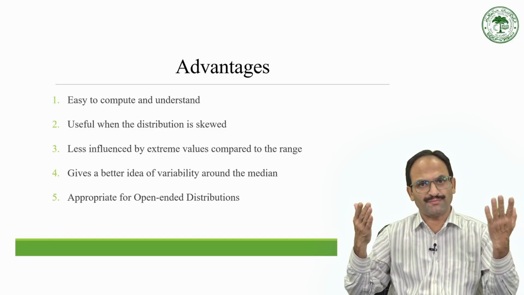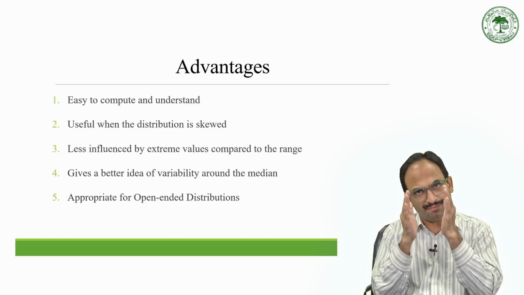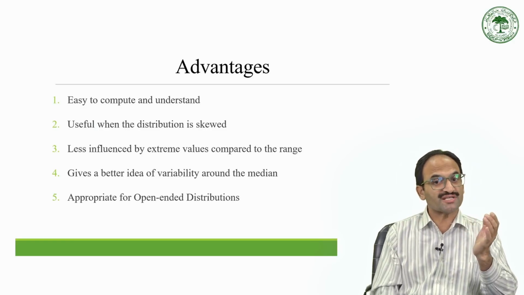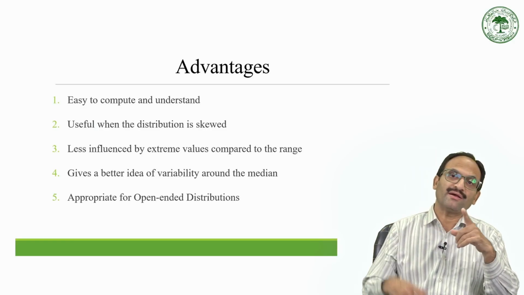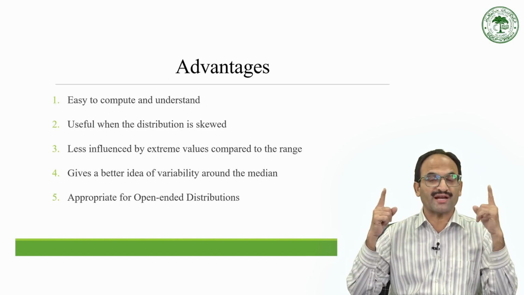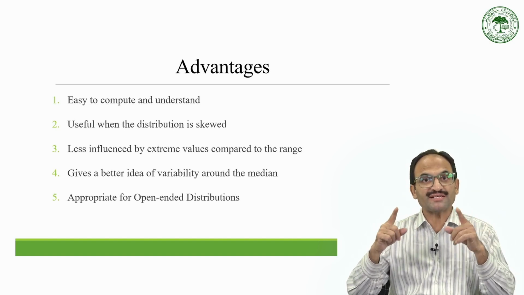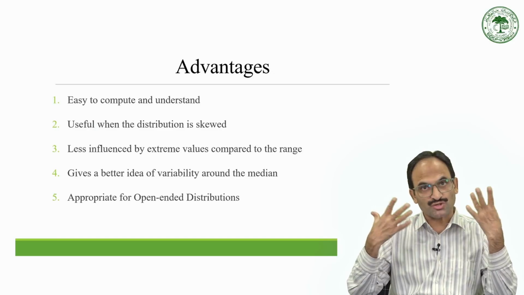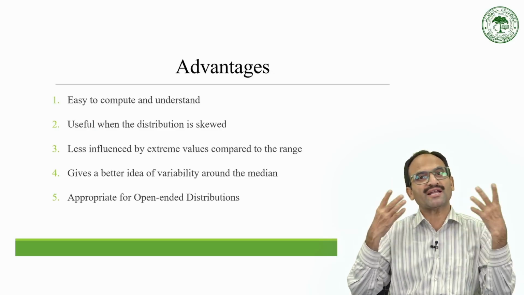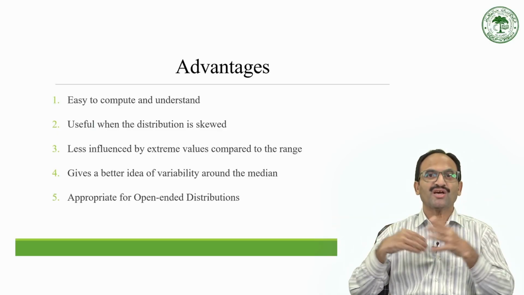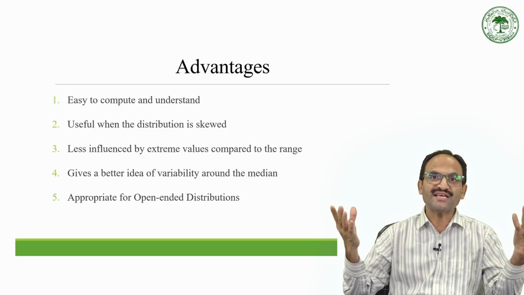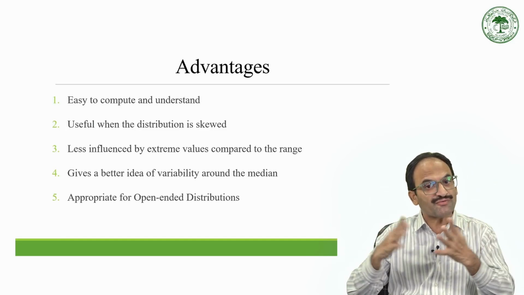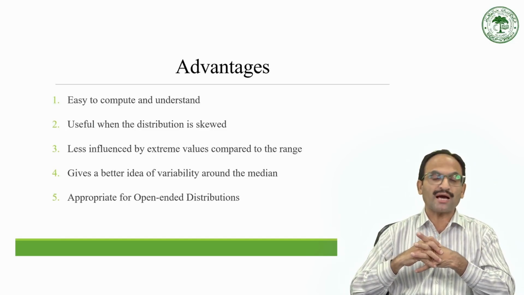Then this quartile deviation is useful when the distribution is skewed. The moment I explained the concept of median, I told that median is such a measure of central tendency which is very suitable in the case of skewed data. In the same way, quartile deviation is such a measure of variability which is most suitable in case of skewed data.